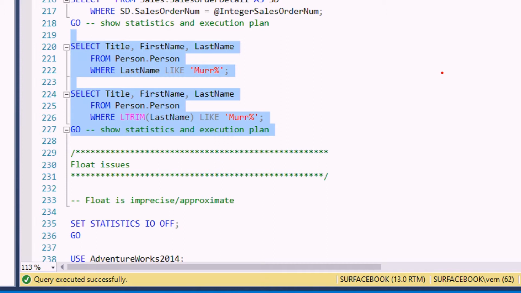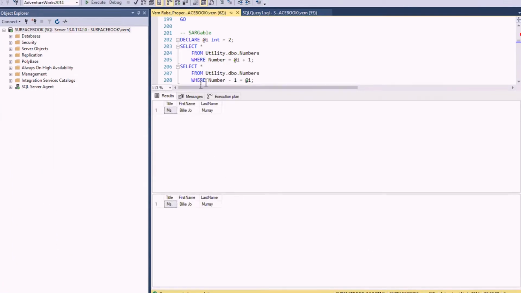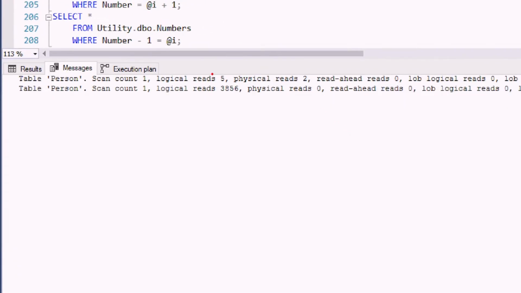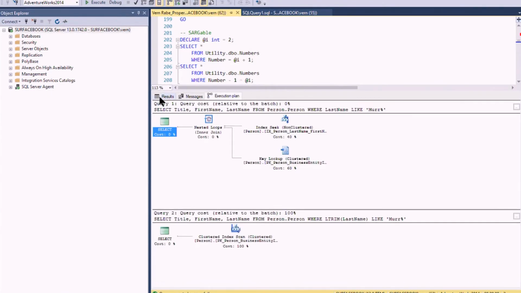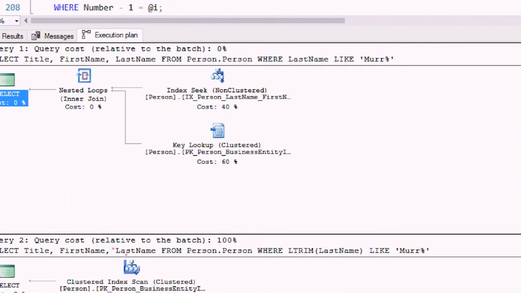The left is a function, and the column is within that function, and it's no longer by itself on one side of the comparison operator. So same exact thing. When I execute this, again, we have some significant differences in I/O, and as expected, it did take a lot longer, and the execution plan shows a clustered index scan versus an index seek.